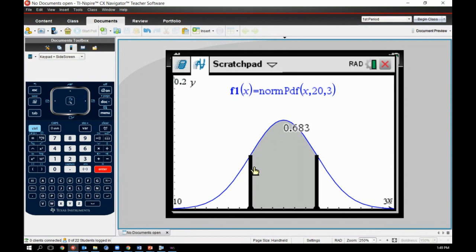7, 9, 5, 4. Yep, that's right. That's 9, 5, 4. So it's 60... 9%. Okay, so what we can do is hit menu, Analyze Graph, Integral, and then when it asks for lower bound, adjust.